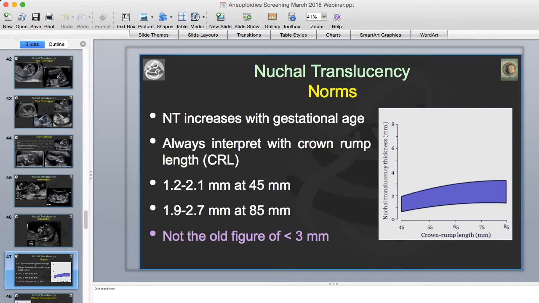What we have to do is to make sure that you realize that the nuchal translucency changes from a CRL of 45 millimeters to a CRL of 85 millimeters, and it's much lower at the lower end, about 1.2 to 2.1 at the beginning, and up to about 2.7 millimeters at the end. And therefore you must interpret the nuchal translucency in terms of the crown-rump length and not just as a sharp cutoff. There is no doubt that nuchal translucencies that are more than 3.5 millimeters are more frequently associated with an abnormality, and that the thicker the nuchal translucency, the greater the chance of an abnormality. But we don't use a cutoff. We always use it in an appropriate perspective.